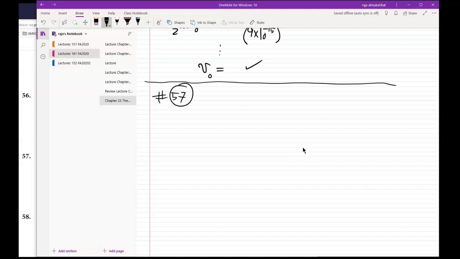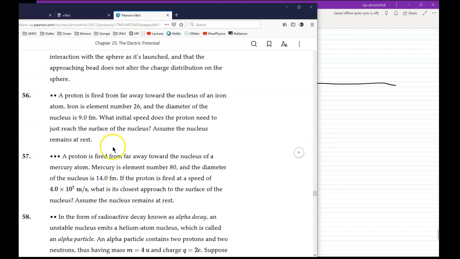Okay, 57. Whoa, it's level 3. Why? Is it that bad? Yeah, it is level 3.